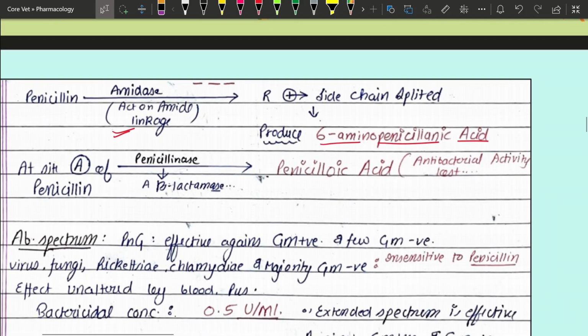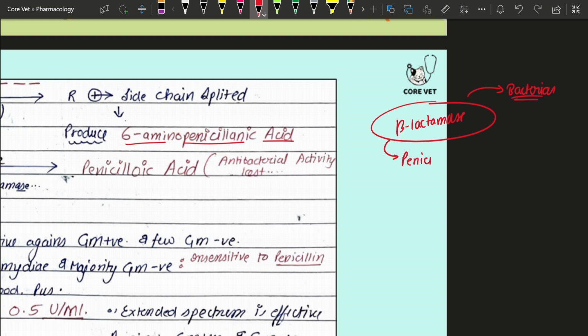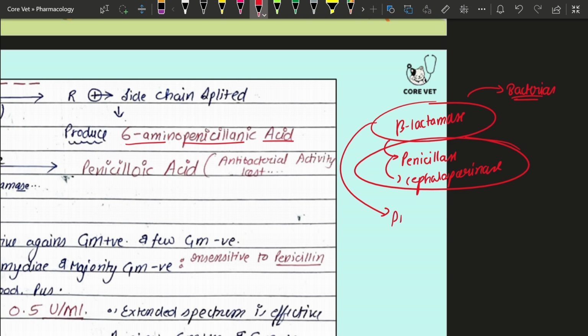Okay, so there are two types of enzyme. Under the beta-lactamase, the beta-lactamase is produced by what? The bacteria. Examples of beta-lactamase are penicillinase and cephalosporinase, both of them. The function of the beta-lactamase is that they act on the site A of the beta-lactam and lead to the breakage of the beta-lactam ring, right?